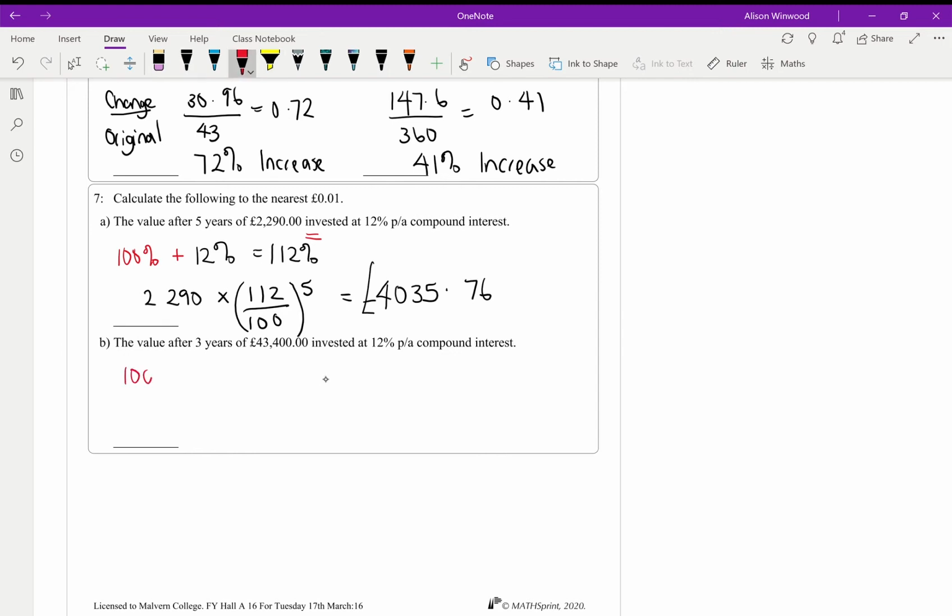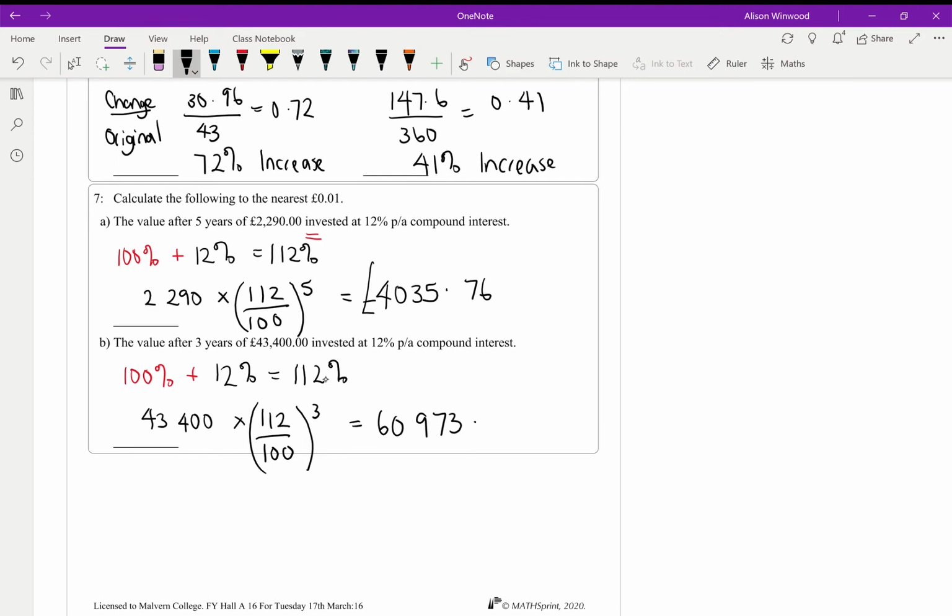Another increase, so 100% plus. This time it's also 12%, so still finding 112%, but this time of 43,400. We're applying our 112%, but for only 3 years, which gives us £60,973.88.